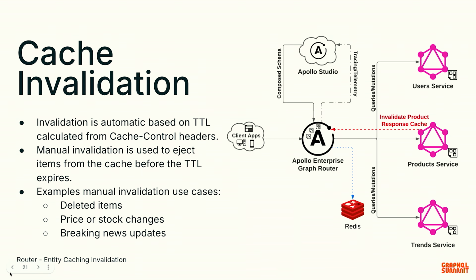Well, we've got a response for that. The Apollo router entity caching system has an invalidation API that you can call to invalidate any of the data that you need to remove from the cache to make sure that it can be regenerated whenever it's next called for.